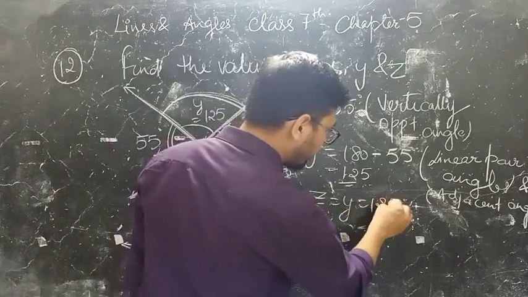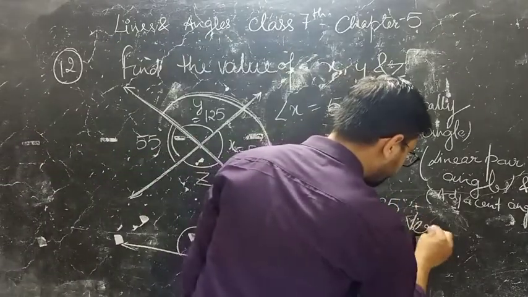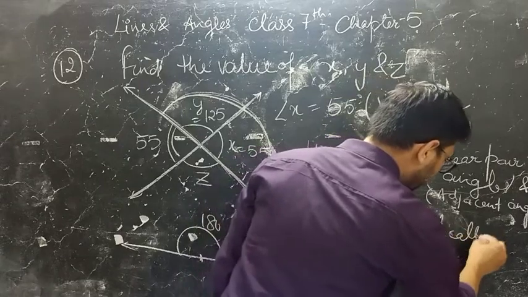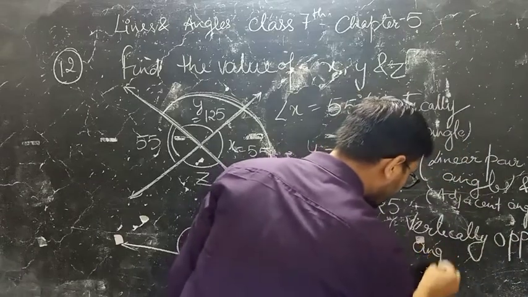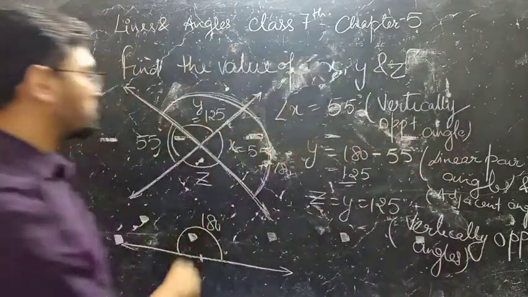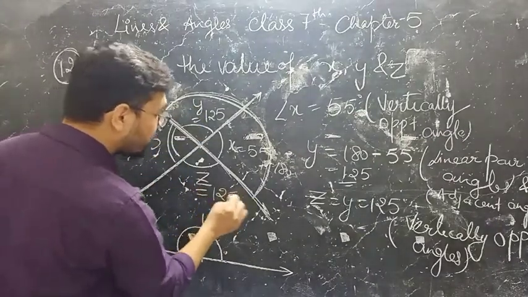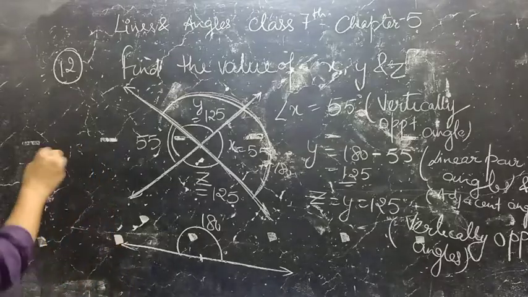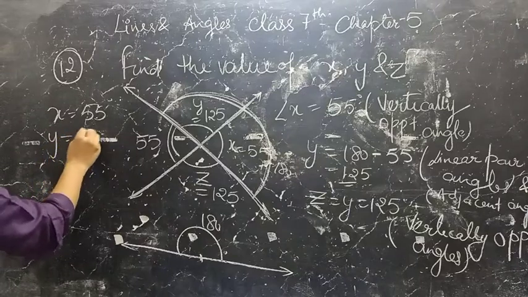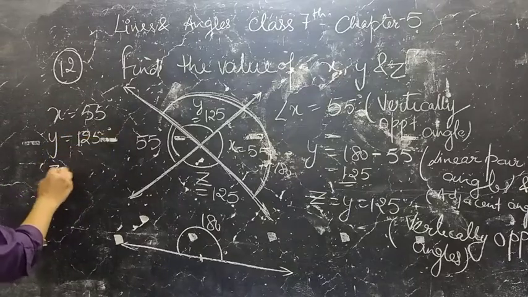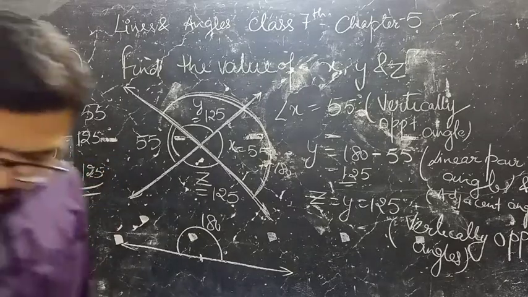Now, the last thing: z is equal to y, which is 125. The reason is these two are vertically opposite angles. This is y, this is z, and this is also equal to 125. So this is how you calculated it: x is equal to 55 degrees, y is equal to 125 degrees and z is equal to 125 degrees. Note it down fast.